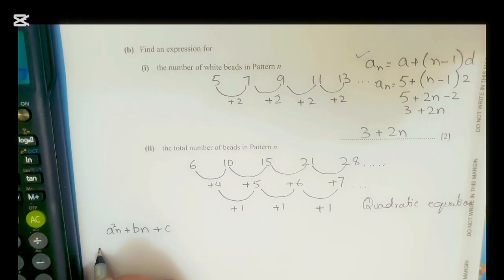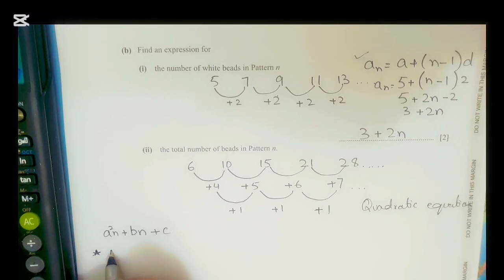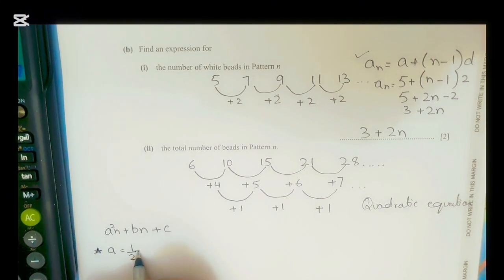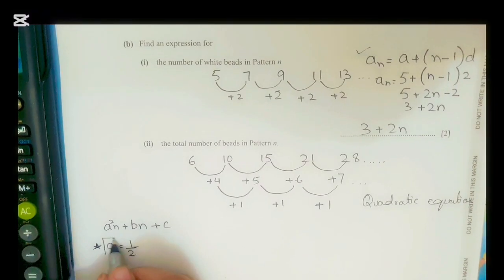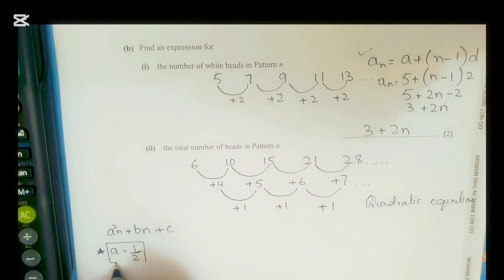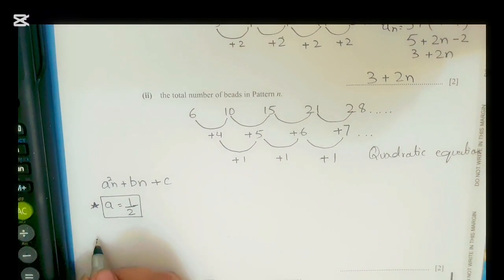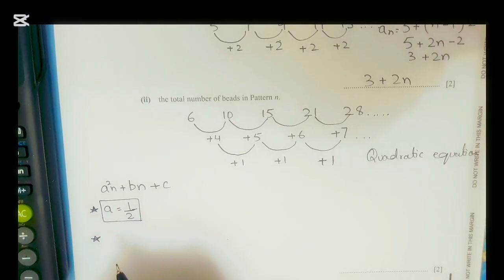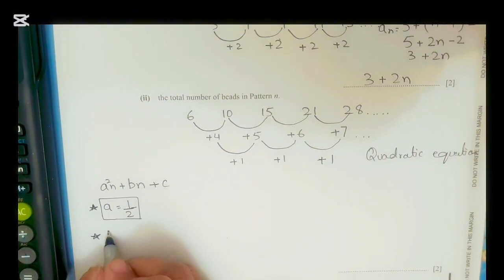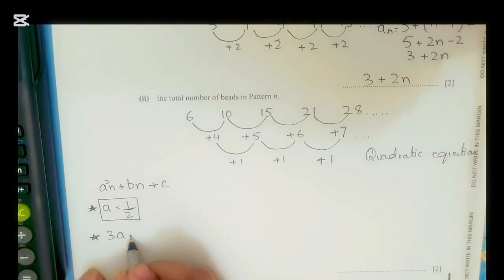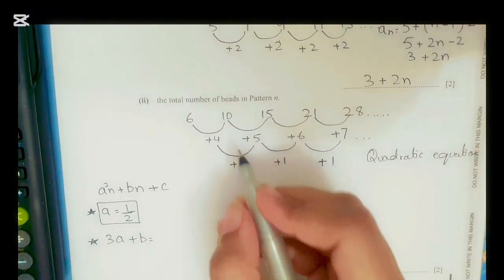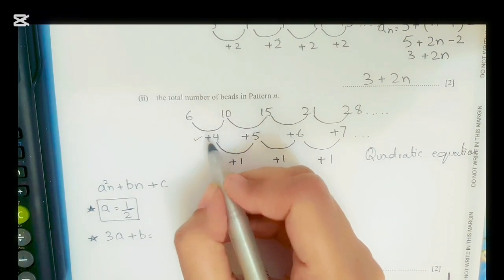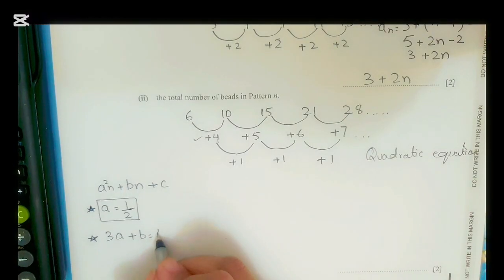To find out the value of a, very simple. How can we find out the value of a? It's a equals 1 upon 2. The value of a will always be equal to 1 upon 2. Okay, I'm making a box that we have found out the value of a. Now to find out the value of b, the formula is, you have to learn these formulas, 3a plus b is equal to the first difference.